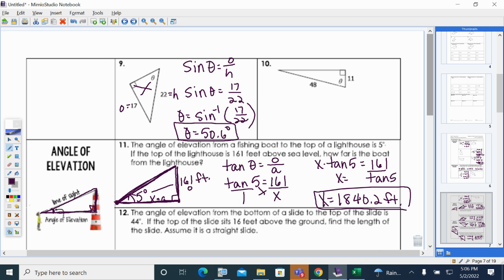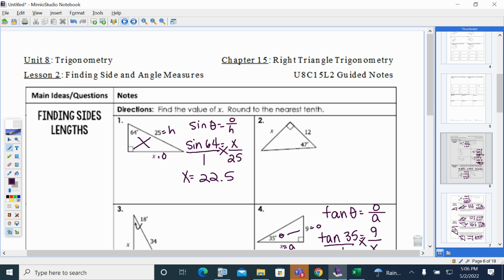So there are your notes for chapter 15, lesson number 2.